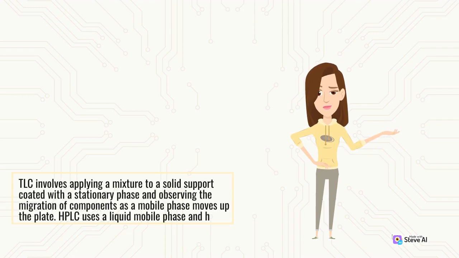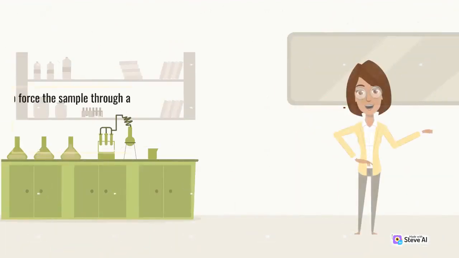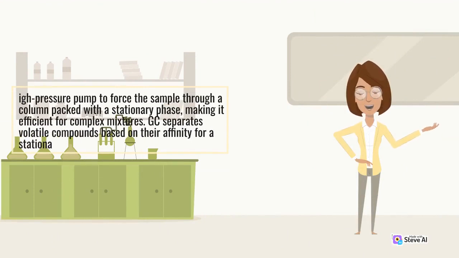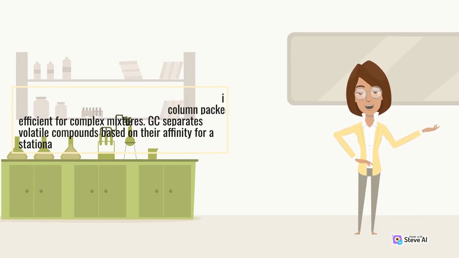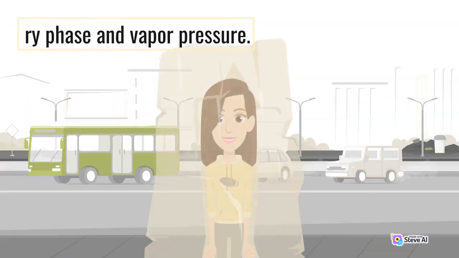HPLC uses a liquid mobile phase and a high pressure pump to force the sample through a column packed with a stationary phase, making it efficient for complex mixtures. GC separates volatile compounds based on their affinity for a stationary phase and vapor pressure.